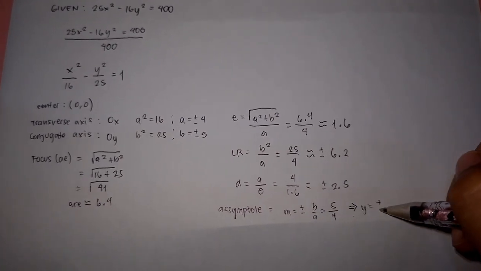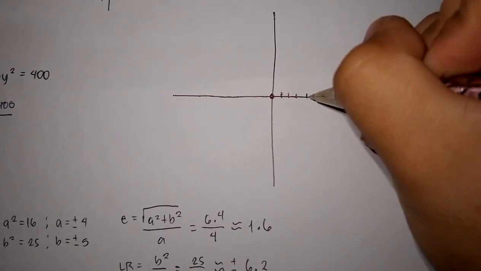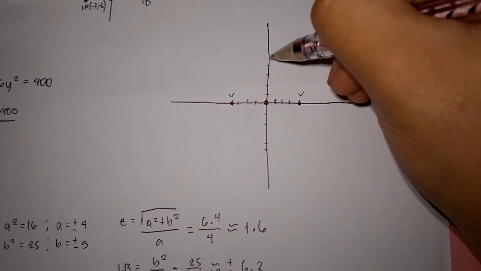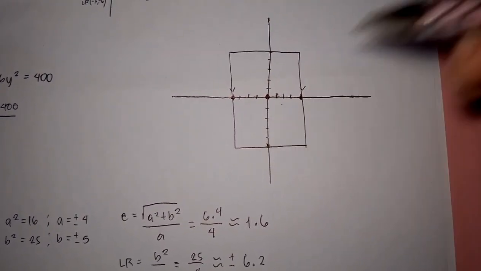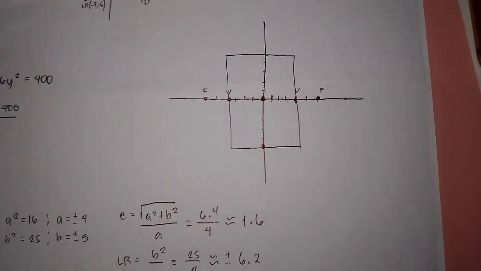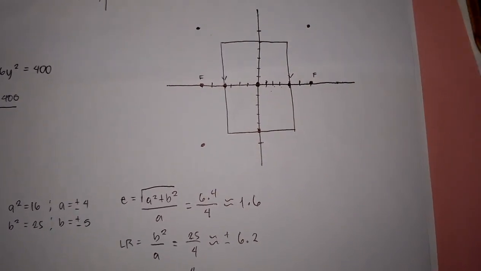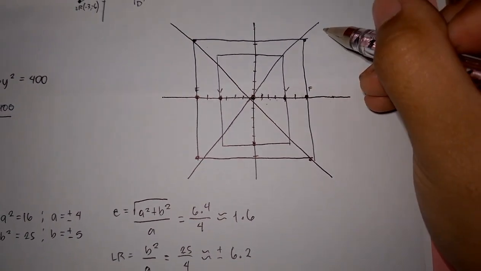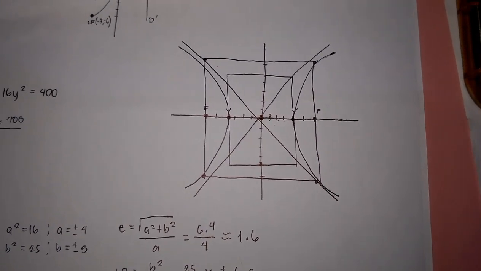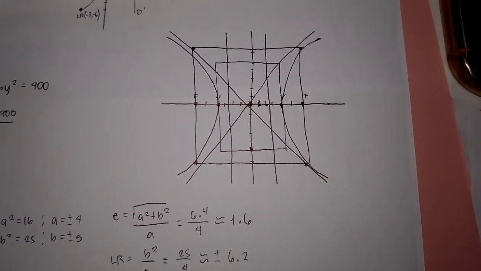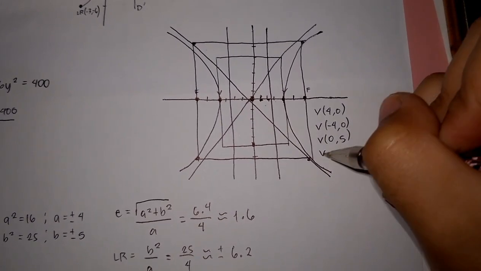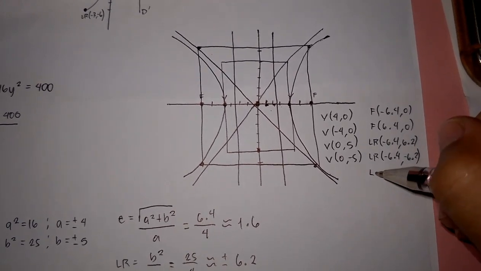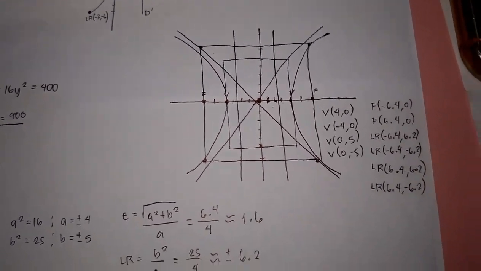And now, we will be able to plot our hyperbola. On the right side, I'll just simply label all the points. And there we have it.